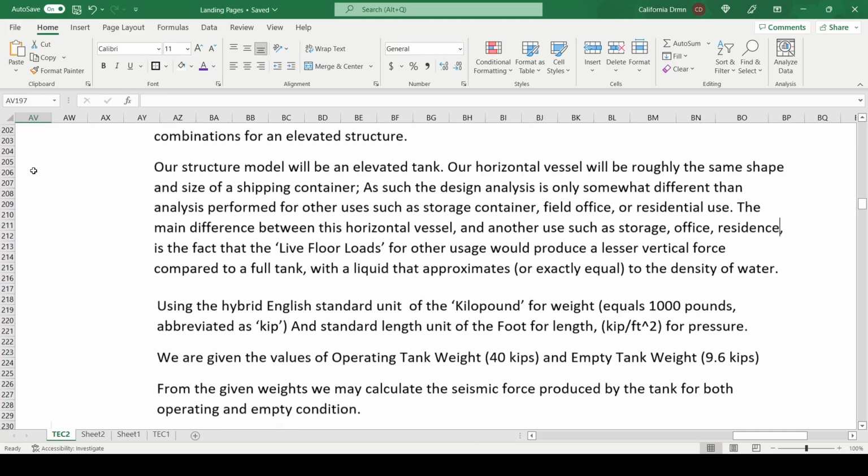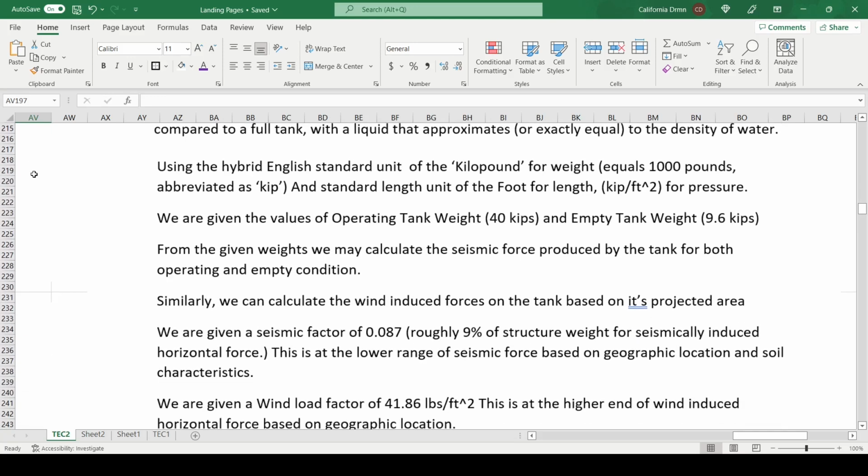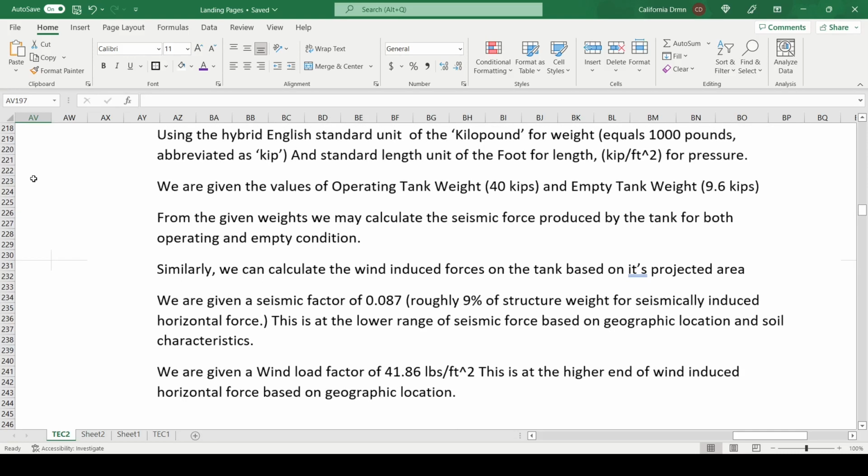Using the hybrid English standard unit of the kilopound for weight, equals 1,000 pounds, abbreviated as kip, and standard length unit of the foot for length, kip per foot squared, for pressure. We are given the values of operating tank weight, 40 kips, and empty tank weight, 9.6 kips.